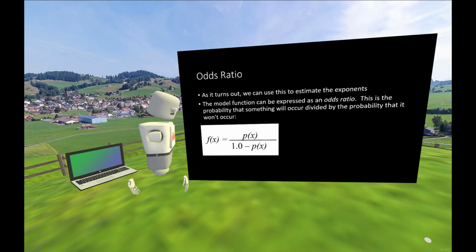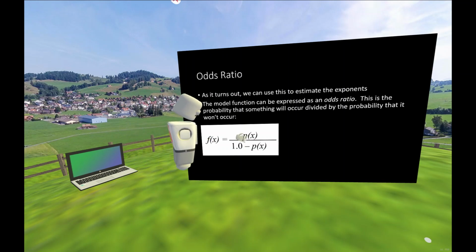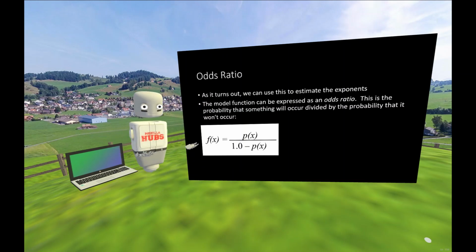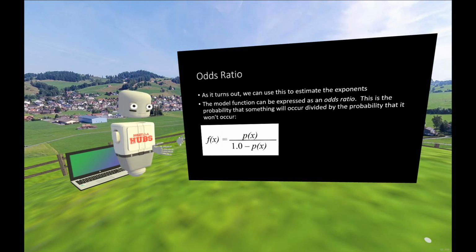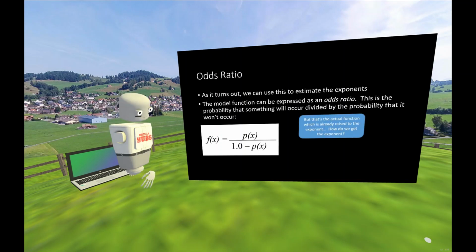So we can represent the same function as the probability of an event occurring divided by 1 minus that probability. And it turns out we can get the exponent that's going to be in the denominator by taking the natural log of this equation.